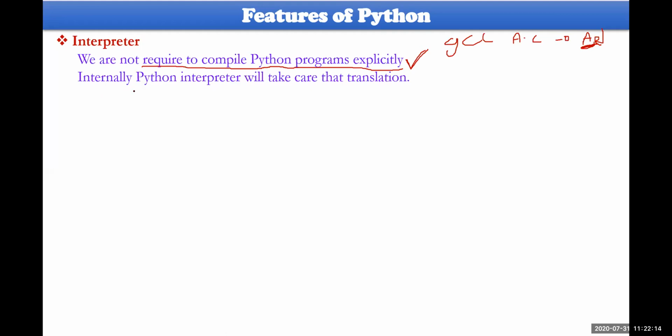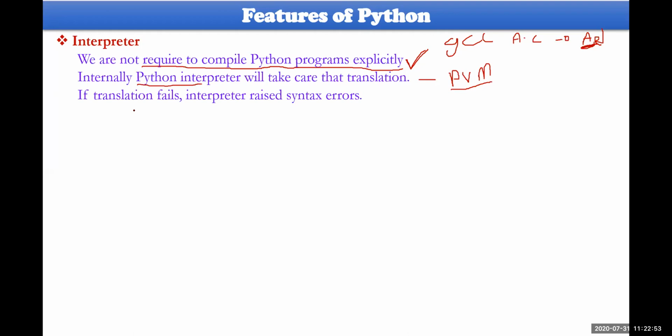Internally, the Python interpreter, you need to remember, is the Python virtual machine. PVM takes care of the translation, the conversion from high level language to low level. If the translation of any statement fails, that is, translation from high level language to low level fails, then immediately a syntax error is raised.